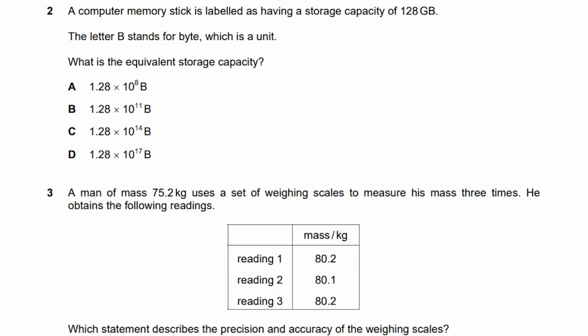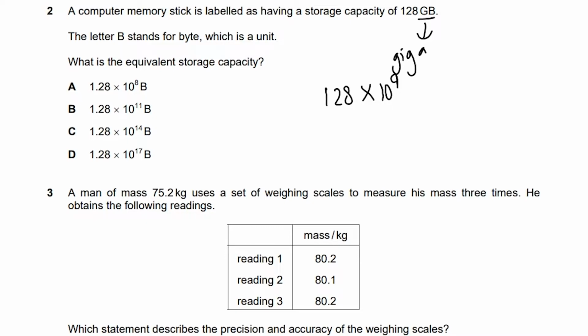Question number 2. A computer memory stick is labeled as having a storage capacity of 128 GB. The letter B stands for byte, which is a unit. What is the equivalent storage capacity? Now G is a prefix. G stands for giga. The prefix giga means 10 raised to the power 9. So we have 128 multiplied by 10 raised to the power 9 bytes.